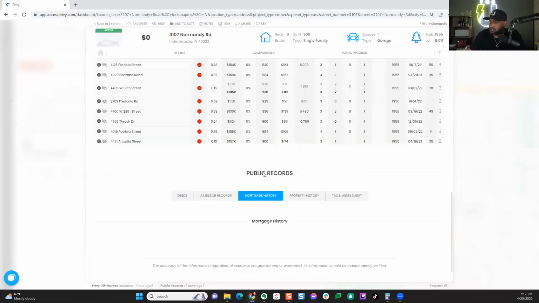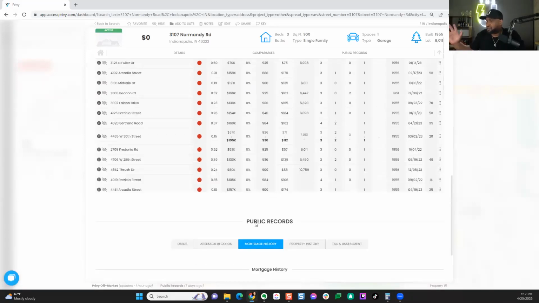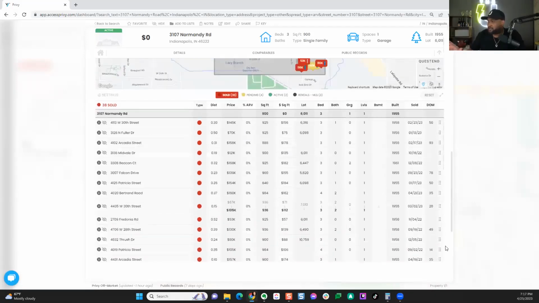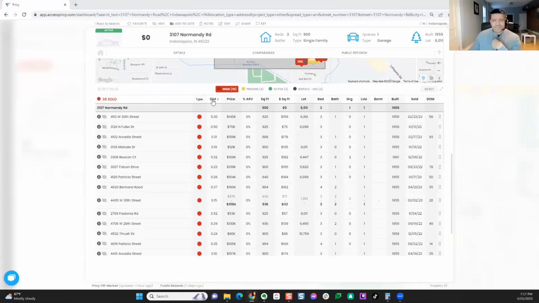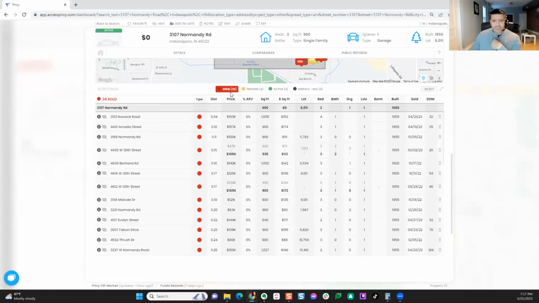All right, there's our mortgage history right there. There's no mortgage. All right, let's assume this property was listed, with an agent, and I found it through the platform. I literally would just call the agent and then pitch them on a seller finance offer. Very, very easily, guys. I mean, this software is a game changer.